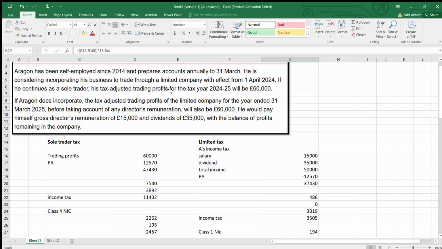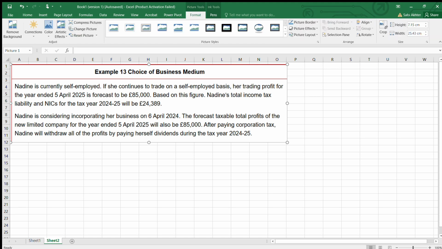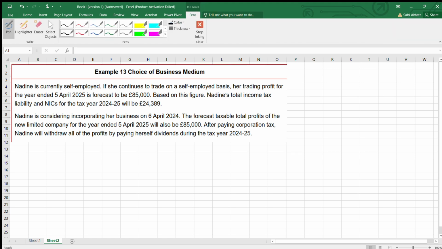So now we will be moving on to example 13. With this we finish example 12. Example 13. Again, choice of a business medium. So Naren is self-employed, continues to trade. Trading profit has been given as 85,000.